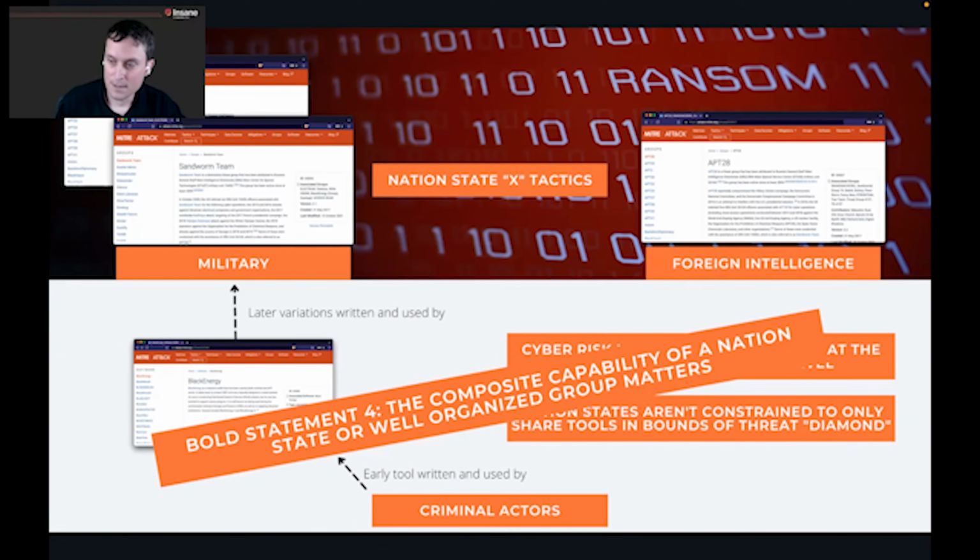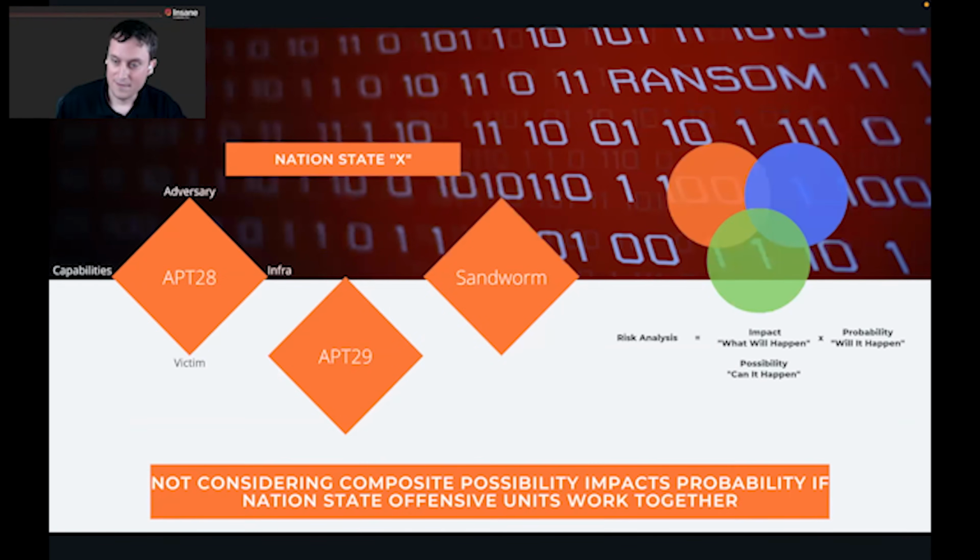So again, not considering that composite possibility impacts the probability if they work together, right? There is nothing out there that limits APT28 from working with APT29 or working with Sandworm. And for those not familiar with the Diamond model, it basically takes adversary intent at top. There's capability, which is the tools or techniques they use, infrastructure, which is the IPs or domains or other things that they're coming from, and then the victim. A lot of times this is the sector, so it could be defense, it could be another area.